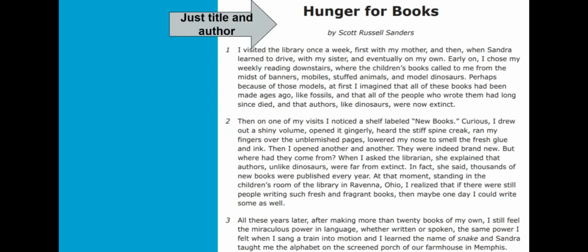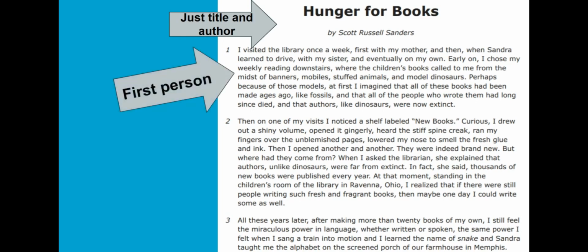So if we take a look here, all we're given is a title and an author, not a particular kind of publication, which leads me to believe that it's not necessarily from a magazine or a newspaper. So what could that mean? Oftentimes when you're given something that's fiction, it's just presented in this way. So that's something to consider.